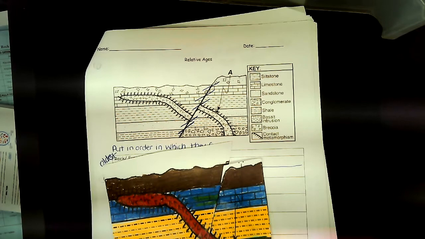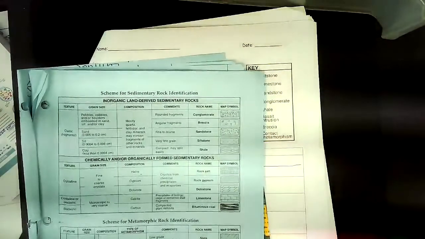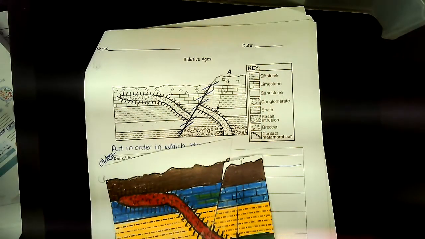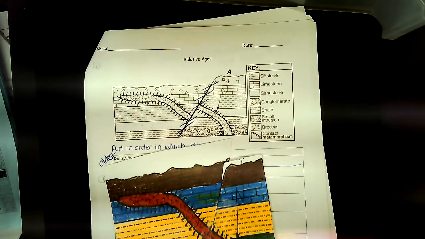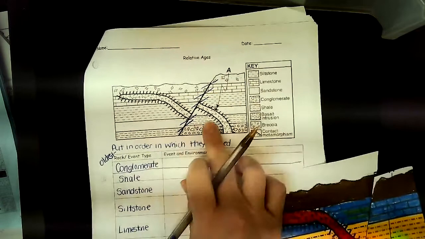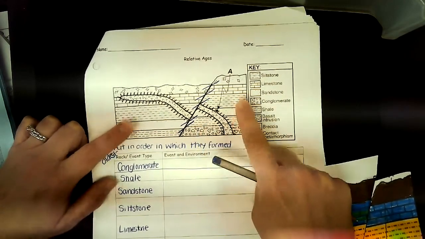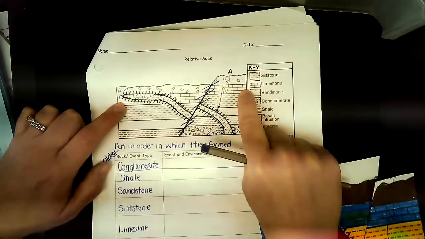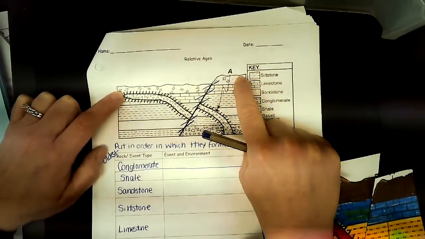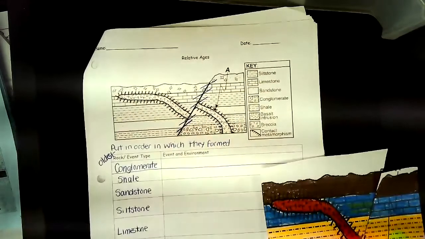But again, remember, if there is no key, you have the symbols on page 7 of your reference table, which we are going to need later on today anyway, so you might want to have those out. So we put them in order from oldest to youngest, putting conglomerate on the bottom, followed by the dashes, which is shale, then the sandstone, siltstone, limestone, breccia, then the intrusion squeezed through.